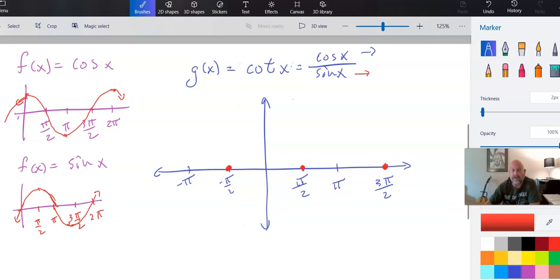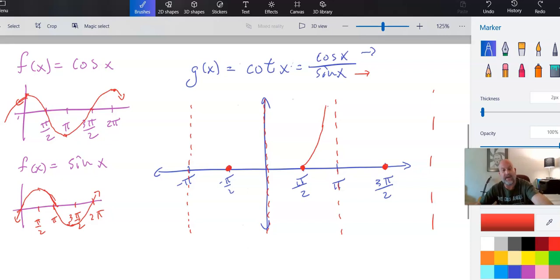Now, remember the denominator will give us asymptotes. If we look at where sine is 0, we have an asymptote on the y-axis, because that's 0. And then we have one at pi, and then I have one at 2 pi, which would be out here somewhere. Now on the negative side, I would have one at negative pi. And so you may have a guess that maybe it does something like this, but it turns out it doesn't.